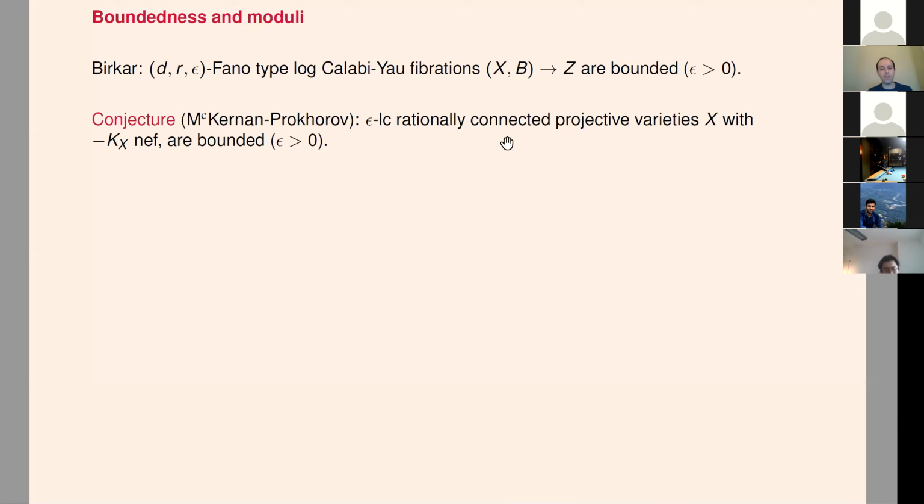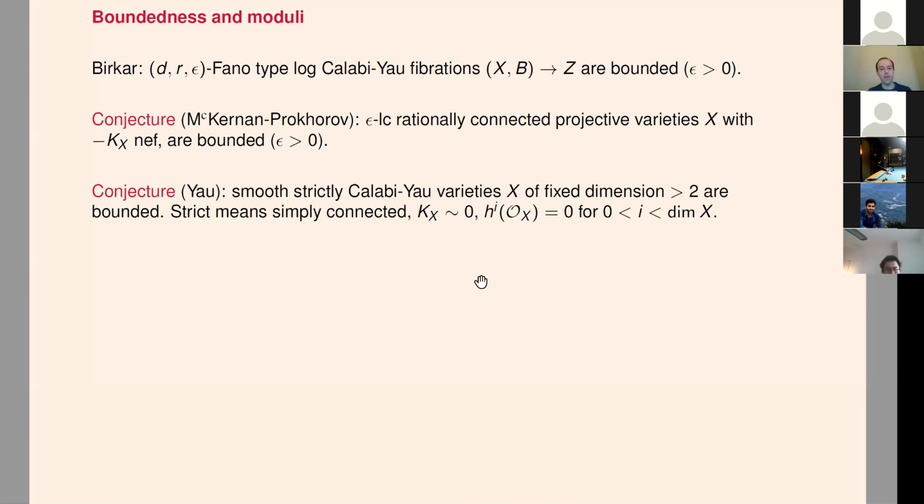Now, this kind of variety in fact doesn't fit into the Calabi-Yau fibration structure that I defined. But there is a more general notion, called generalized Calabi-Yau fibrations. Hopefully, we'll talk about this in the next lecture. And the varieties X in this conjecture simply fit into that more general setting. This conjecture is still open in dimension 4 and higher. In dimension 3, I think it's maybe almost done.